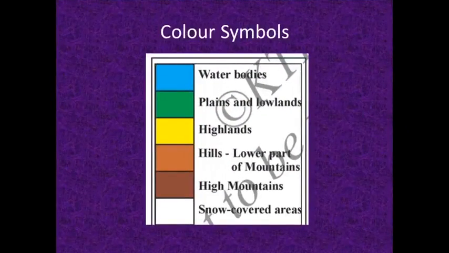Here you can see the color symbols. Blue, as I already told you, shows water bodies. Green, plains and lowlands. Yellow color, highlands. Brown, hills, low part of mountains. Dark brown, high mountains. And white shows snow covered areas.